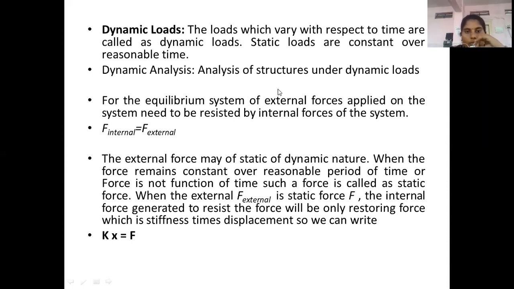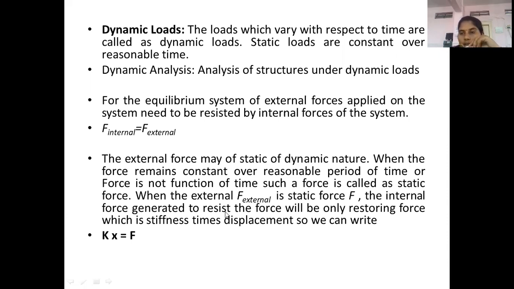In the last lecture, we have seen the points related to dynamic loads. Whatever loads come on the system are the dynamic loads. What are dynamic loads and static loads, and what is the difference between these two types of load? That part we have covered.